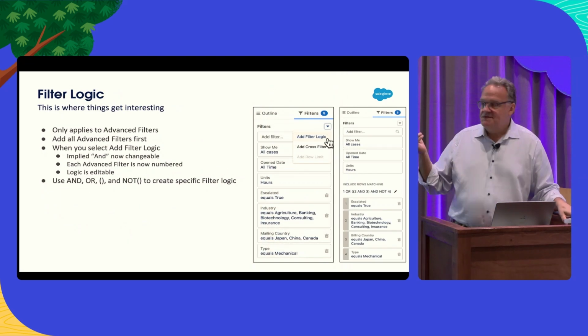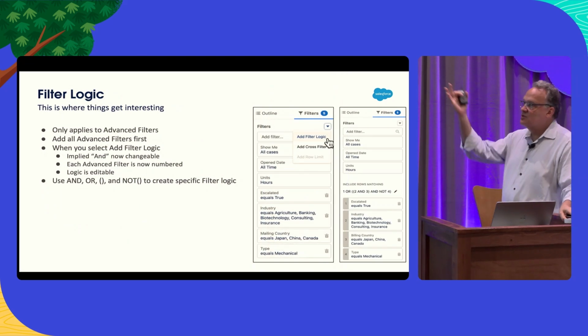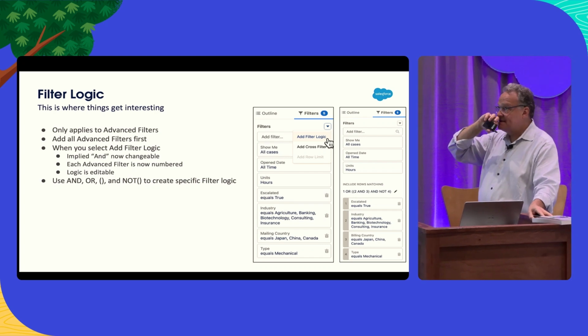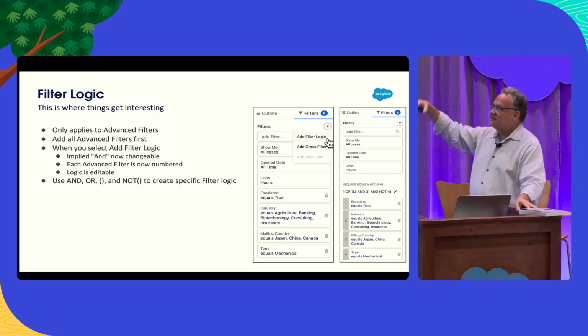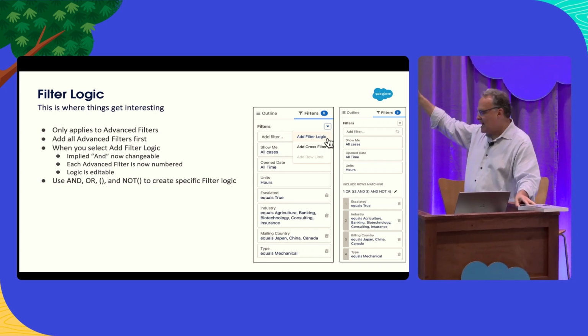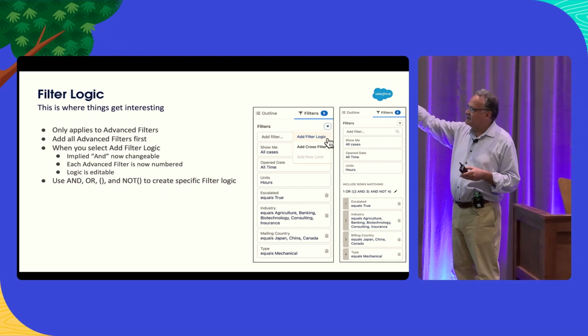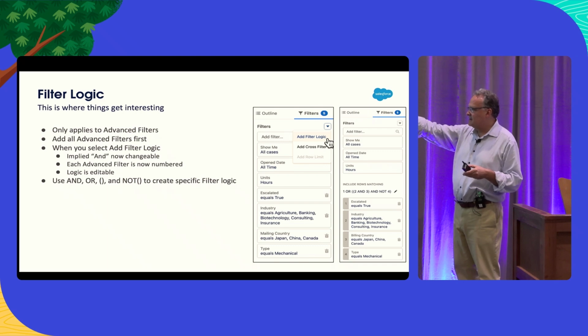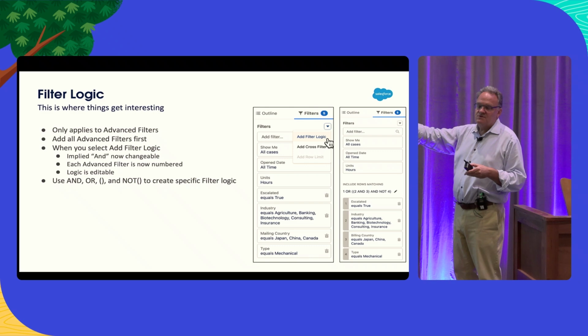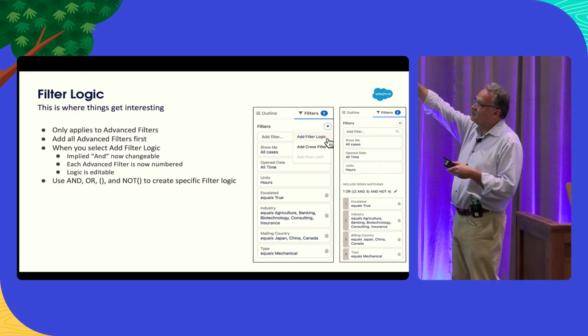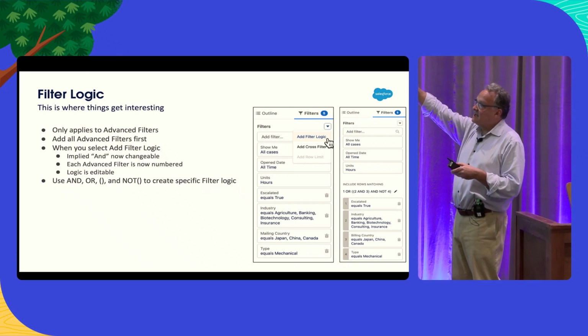All right, just to dig a little more into filter logic, this only applies to the advanced filters, as I mentioned. Once you've added your advanced filters, you want to add all of them first. On the left screenshot, I've added industry equals agriculture, et cetera, mailing country equals Japan, type equals mechanical. Once I've added my advanced filters, I can go up to the pull down, the action menu next to the word filters, and choose add filter logic.